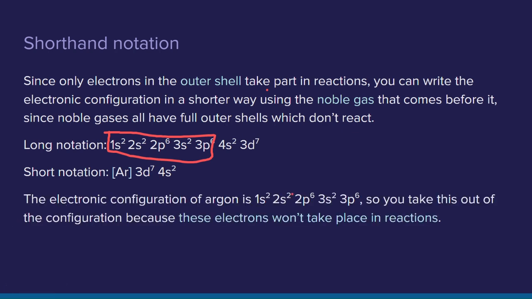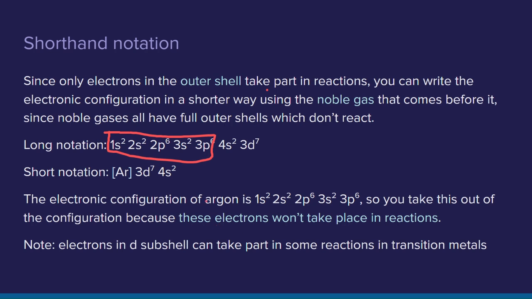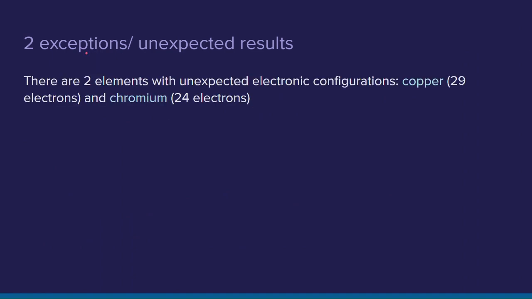The electronic configuration of argon is 1s2, I've already said that. So you can take this out of the configuration because these electrons won't take part in reactions. And then I've left the 3d7 subshell there because in transition metals, in some reactions, the d subshell electrons can participate. Also because that's not part of argon.